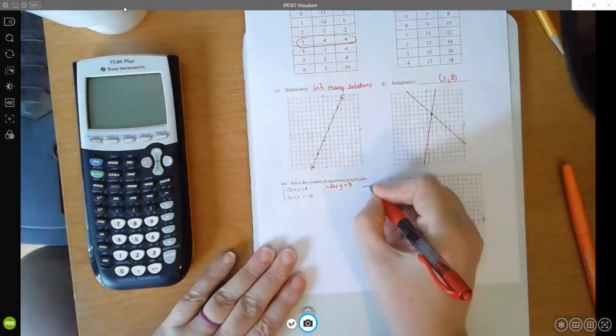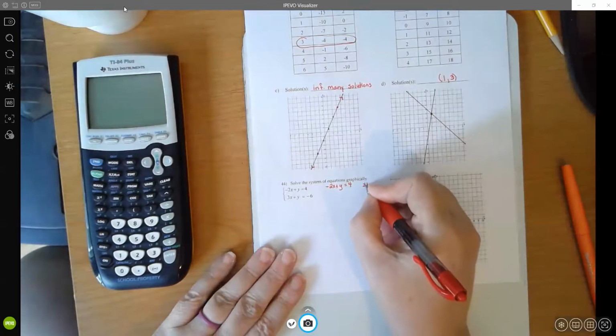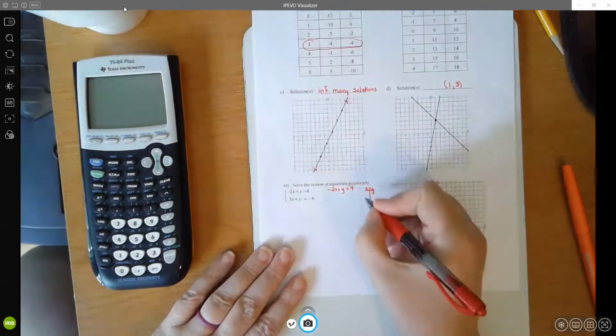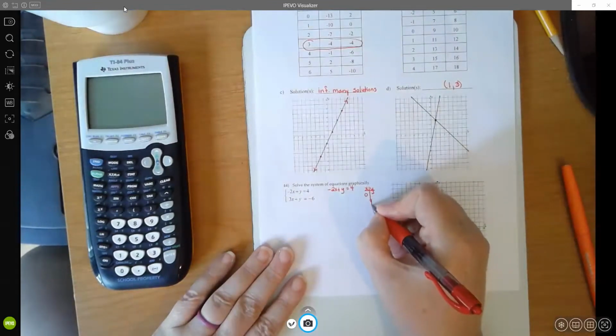And I'm going to make a table. So I've got 2 points. Because it's not solved for y, I'm going to use the x and y intercepts to start out with.